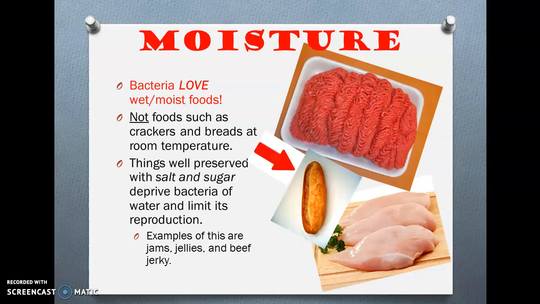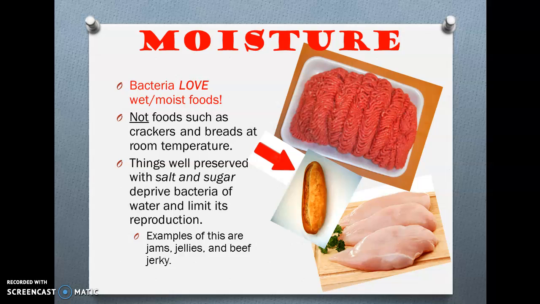Moisture, guys. The M in F.A.T.T.O.M stands for moisture. Bacteria loves a wet, moist environment, gentlemen. This is why they thrive on foods that produce moisture, foods that have water in them. Foods that bacteria don't like are crackers, breads, and breads at room temperature. These things are not the ideal environment because they are dry. And we know that, like we said, bacteria loves a wet, moist environment.